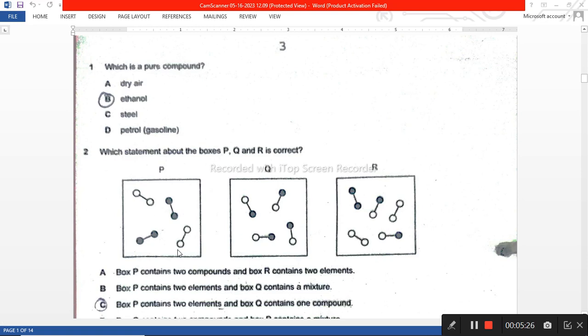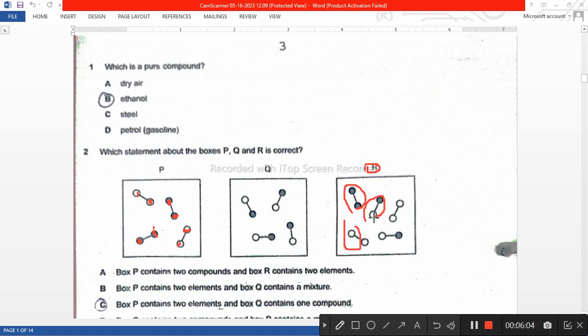Now which statement about the boxes P, Q and R is correct? One option is saying box P contains two compounds and box R contains two elements. So this option is wrong, because box P contains two elements. These are the atoms of the same element, so it is an element. So these are elements, not a compound. While in this, these are not elements, these are mixtures, because here is something different. So it is not an element.